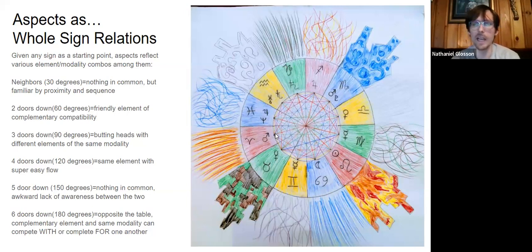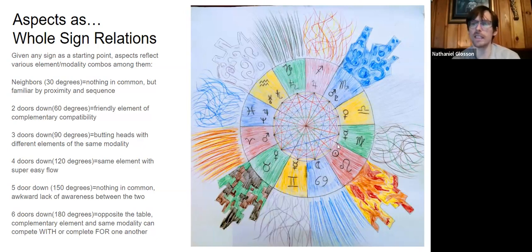Starting with Aries again, 30 degrees is the neighbors. Or, if we go over here and start with Cancer, its neighbors are going to be Gemini and Leo. So Leo and Gemini are the neighbors. There's nothing in common. They're different elements, they're different modalities, but they're familiar by proximity and sequence. Cancer knows who Gemini is because it just came out of all of that, and it knows who Leo is because it's building itself toward that. Since they're in that sequence on both sides, they can pass notes back and forth. There's a neutrality and some communicative convenience in that 30-degree connection.